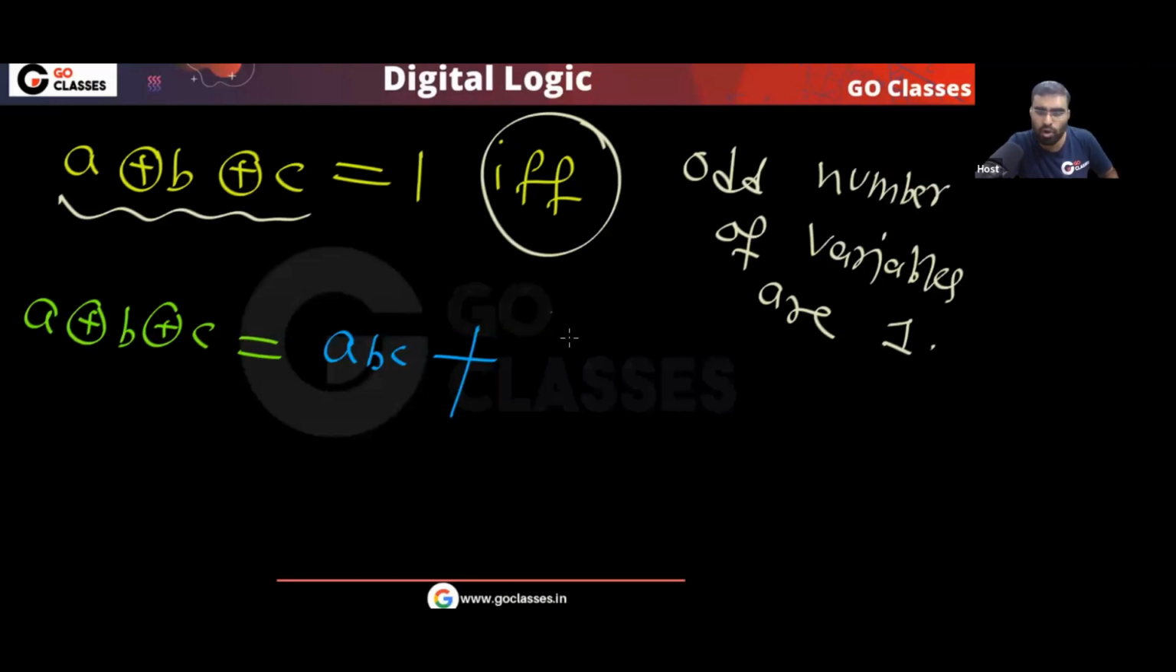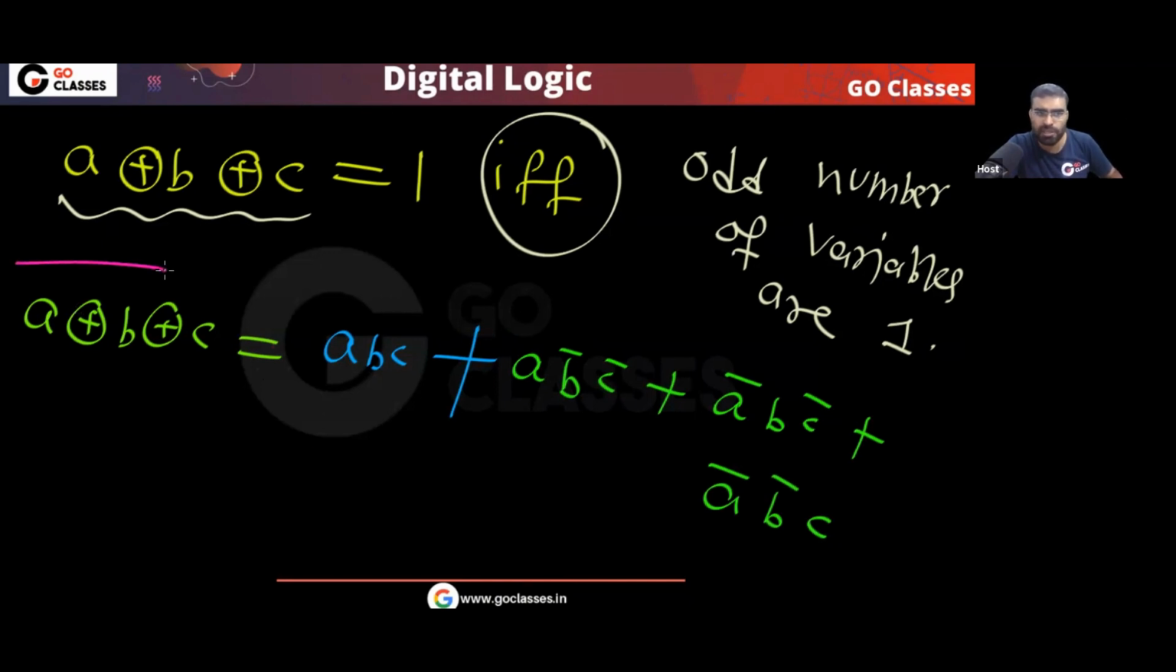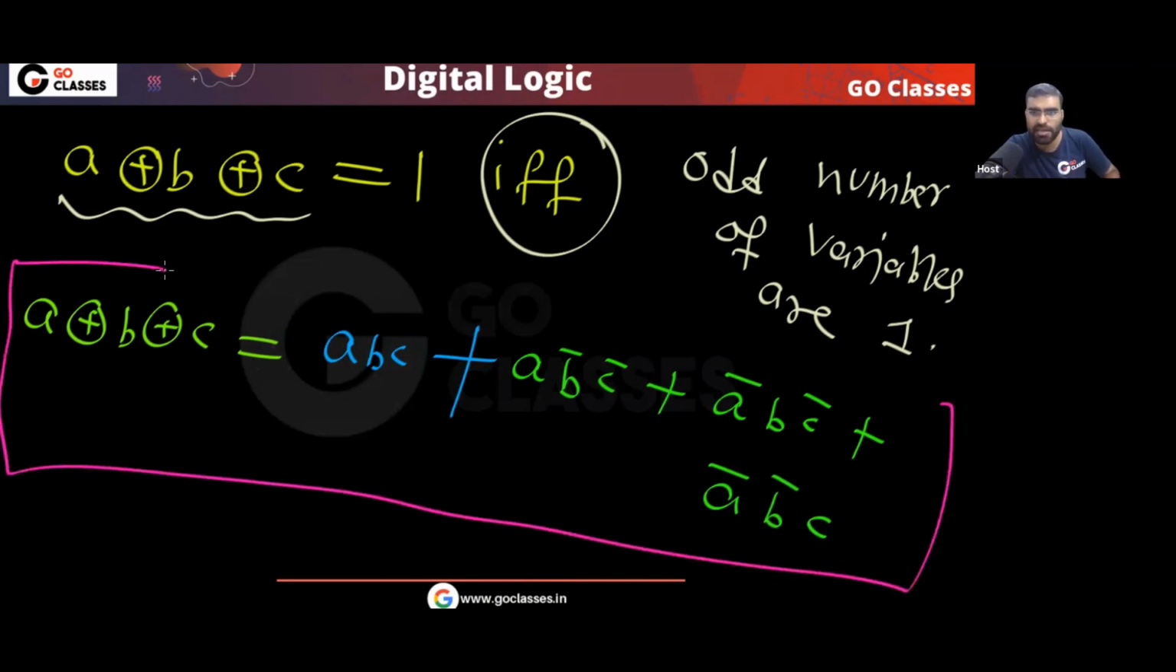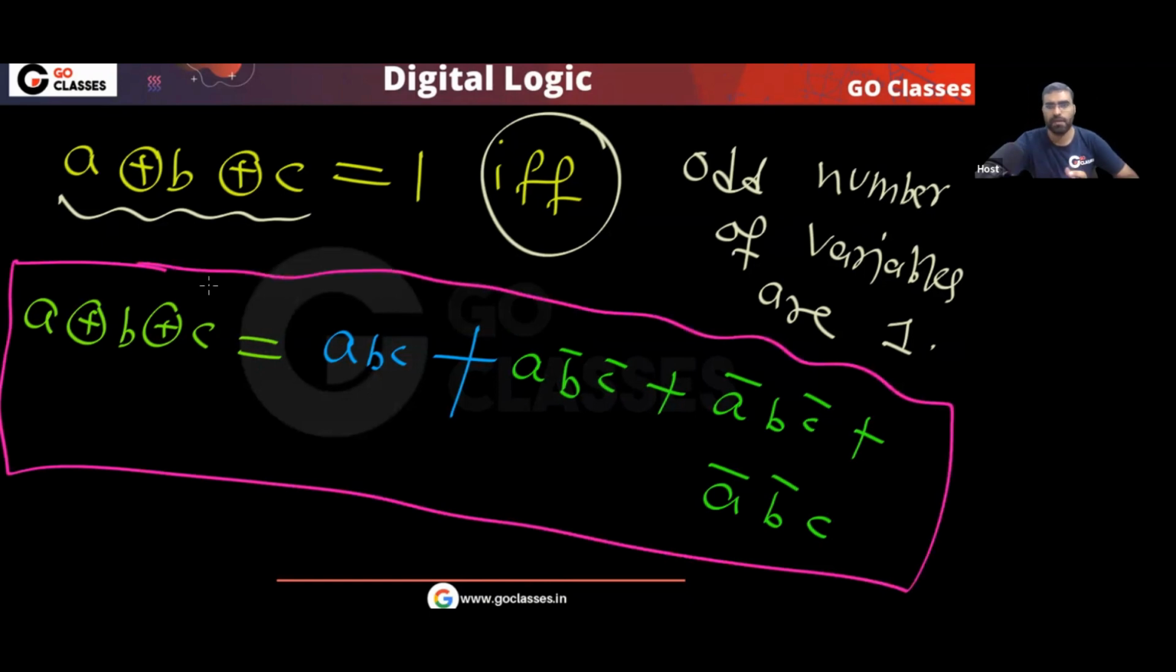So you can see either all of them are 1, or what can happen? A is 1, B is 0, C is 0, or A is 0, B is 1, C is 0, or A is 0, B is 0, C is 1. Is there any other possibility? Please tell me. Very simple point.